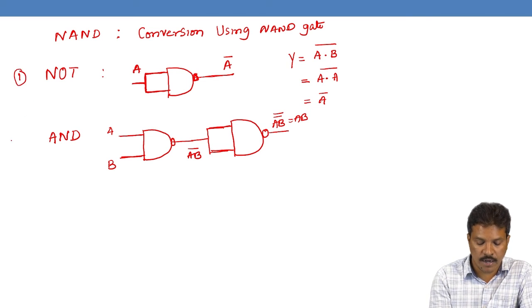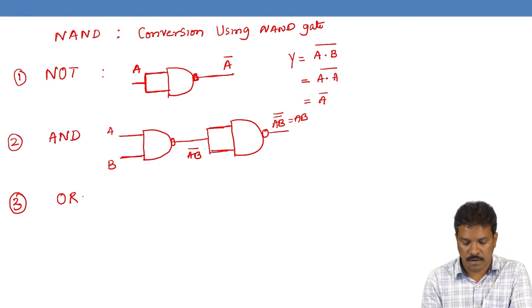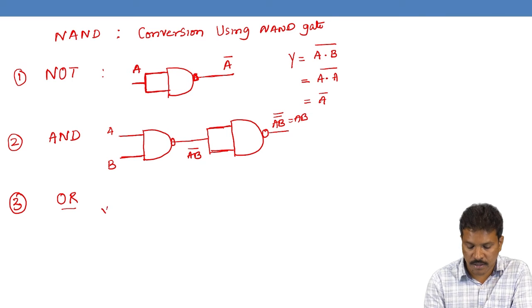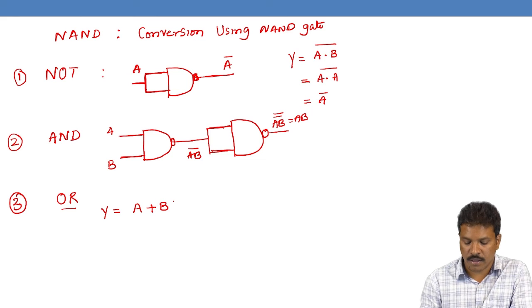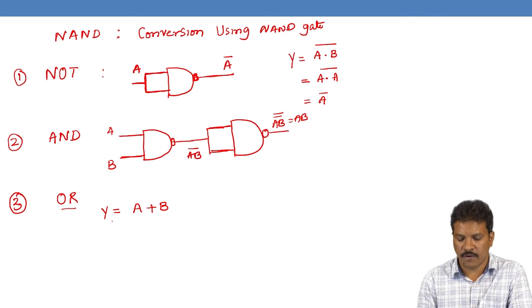Next, how to design, how to compose the OR gate. What is the OR gate representation? The mathematical equation for OR is, for example, a variable Y. OR representation is A plus B. A plus B is the output. It is our target output. We have the NAND gate expression, Y is equal to AB bar.